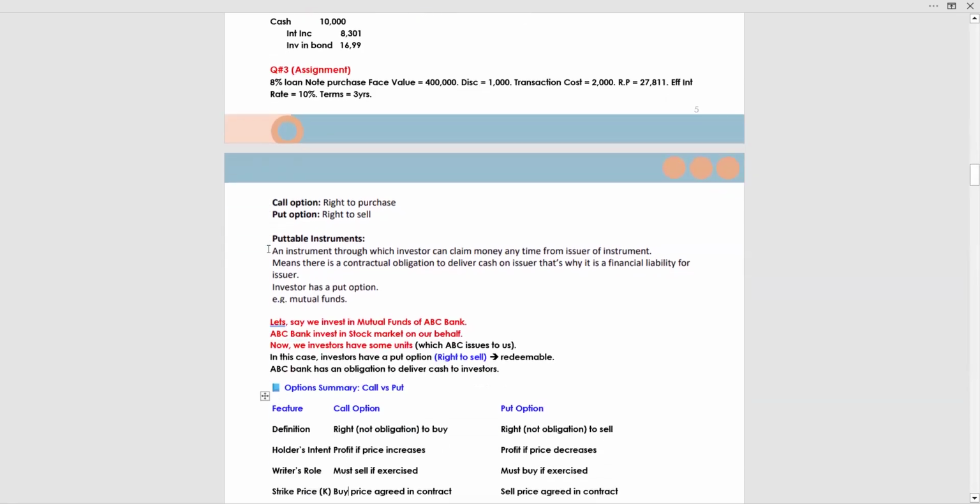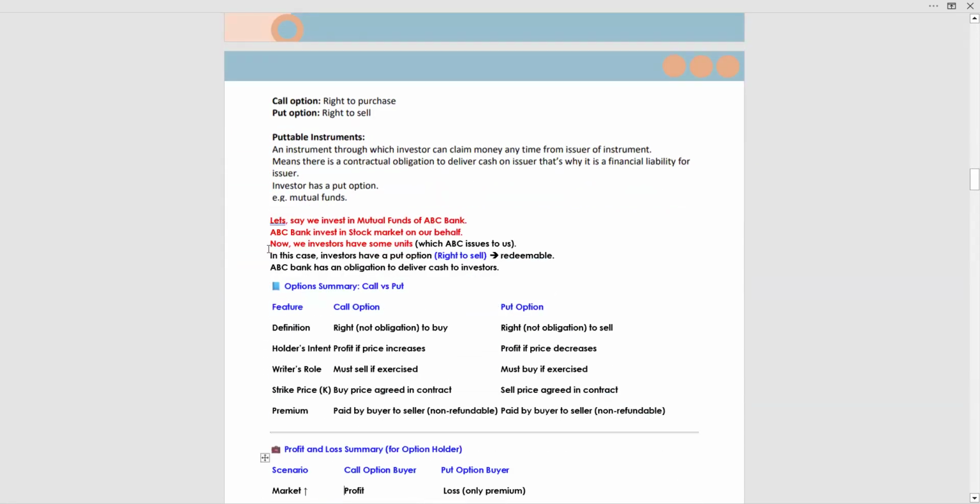Now, call option and put option. What is a call option and what is a put option? Call option means right to purchase. Put option means right to sale. Let's solve one example. Puttable instrument: an instrument through which the investor can claim money anytime from the issuer of the instrument, which means there is a contractual obligation to deliver cash on the issuer. That's why it is a financial liability for the issuer. The investor has a put option, right to sale option.